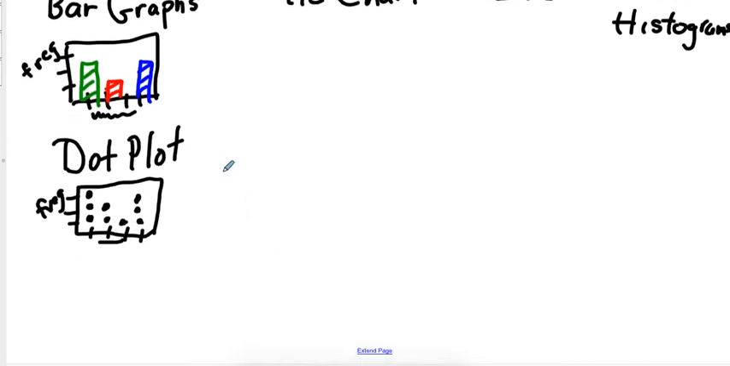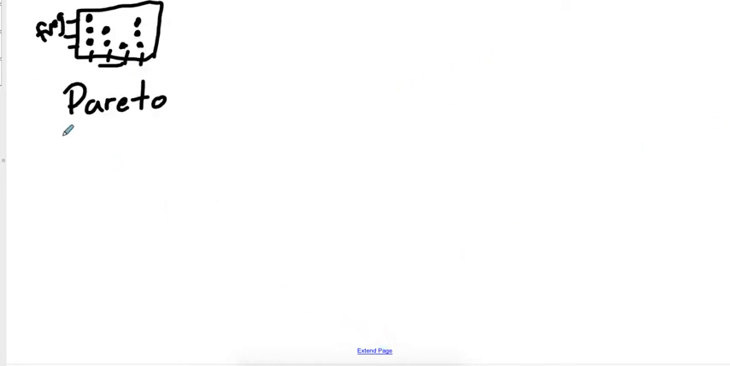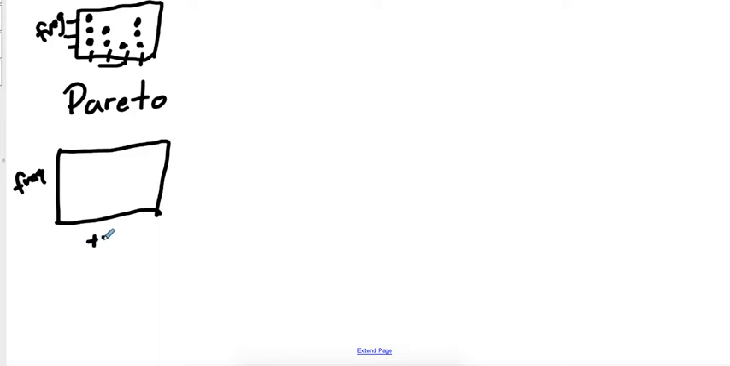And then the last one that's in this category is a kind of funny name. It's called a Pareto. People would throw this term around, "Wow, it's a Pareto." Don't go crazy about this. The only thing about a Pareto is it's a bar graph. Just like the other bar graph that we looked at, it's got a frequency, it's got a title or a label down here, it's got increments.